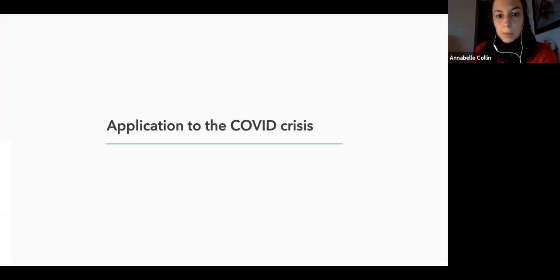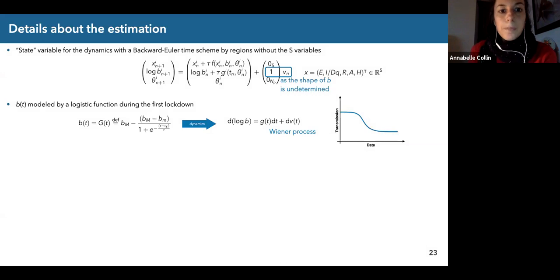So now I will present to you a result on the COVID crisis. So in this case, we have the state variable given here: T, I, R, A, and H. I will also consider a dynamic on B. I recall that the objective is to find the shape of B without prior knowledge. So I will consider in the first approach that B can be modeled by a logistic function.